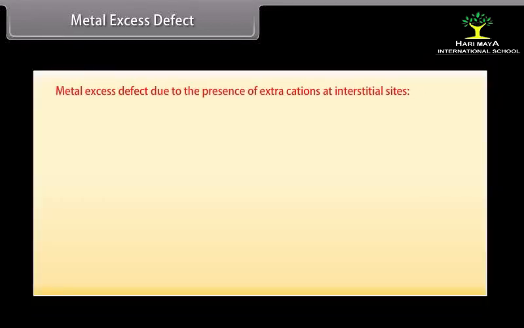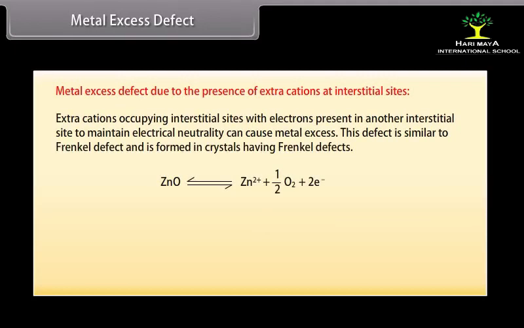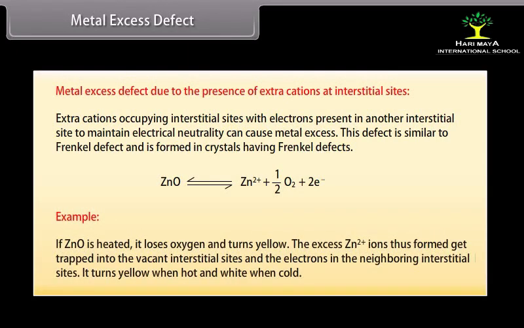Metal excess defect due to the presence of extra cations at interstitial sites. Extra cations occupying interstitial sites, with electrons present in another interstitial site to maintain electrical neutrality, can cause metal excess. This defect is similar to Frenkel defect and is formed in crystals having Frenkel defects. Example: if ZnO is heated, it loses oxygen and turns yellow. The excess Zn2+ ions thus formed get trapped in the vacant interstitial sites and the electrons in the neighboring interstitial sites. It turns yellow when hot and white when cold.